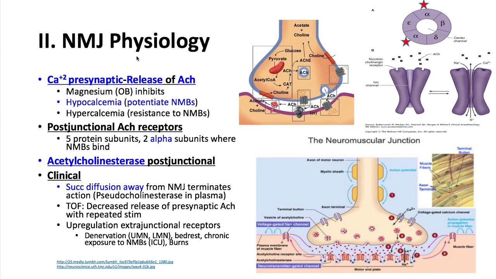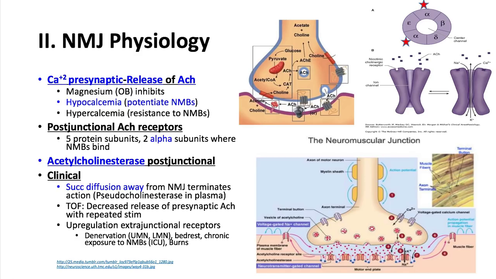So let's look at calcium presynaptically and its effect on release of acetylcholine first. Magnesium in obstetrics, if someone's getting a magnesium infusion, you can see how magnesium impairs calcium coming in presynaptically, and if you need calcium to cause release of acetylcholine, a patient who's receiving magnesium can be weak and have reduced deep tendon reflexes. Hypocalcemia could potentiate neuromuscular blockade, and conversely, hypercalcemia, such as could occur with hyperparathyroidism, could make a resistance to neuromuscular blocking agents.